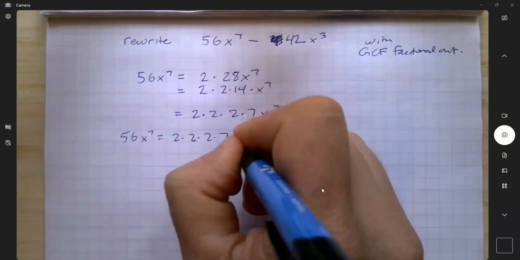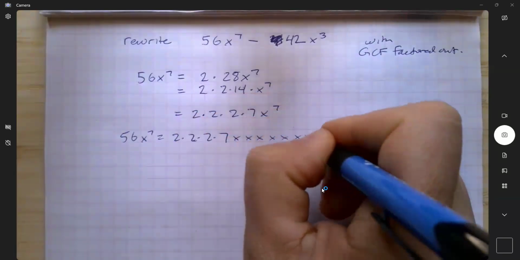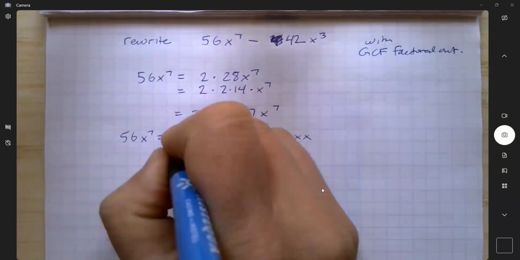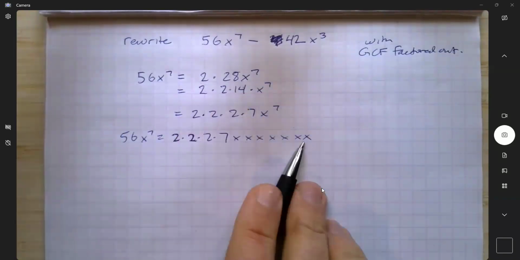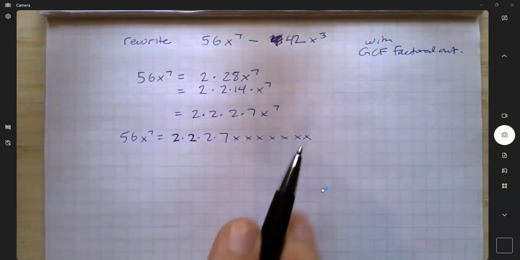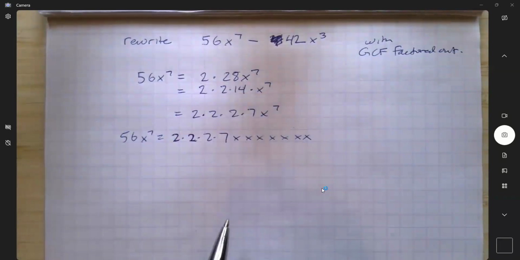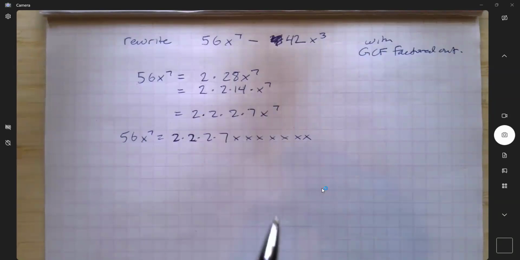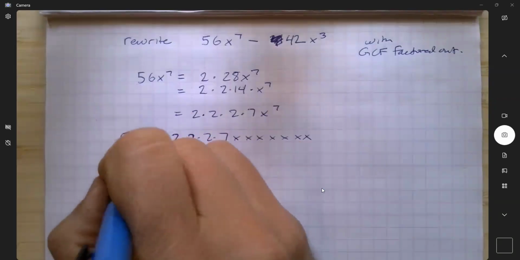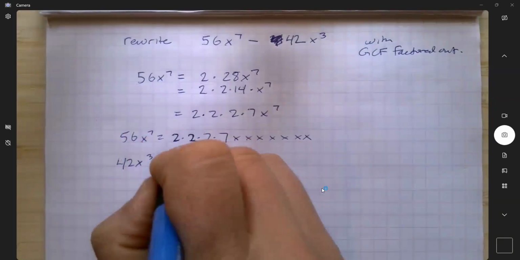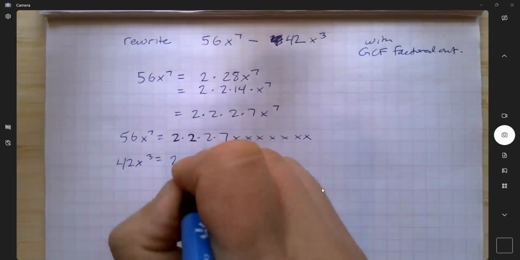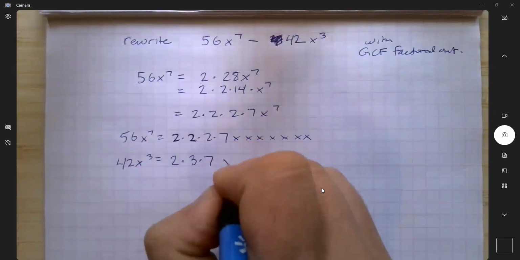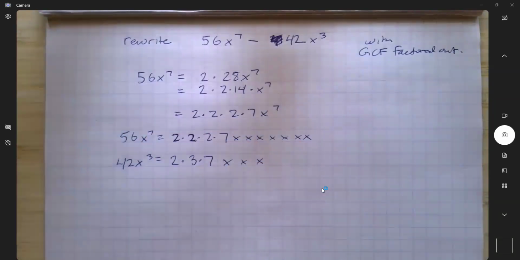There's a good chance that pretty soon, as you're doing this, you're not going to want to take the time to write out all the x's. There is a pattern to factoring out the greatest common factor, but I like to write them all because that helps me see what's going on. And then the 42 x to the 3rd. Well, 42 is even. It's 2 times 21, and 21 is 3 times 7. So there we go. 2 times 3 times 7 times x times x times x.